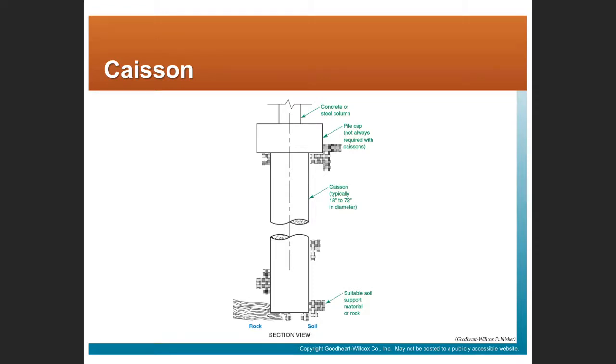Right, so we have a caisson. At the bottom there's suitable soil support material or rock, right? We want to get down to typically to bedrock if we're supporting, and we may or may not have a pile cap, and then we have a column that's bearing on that caisson.